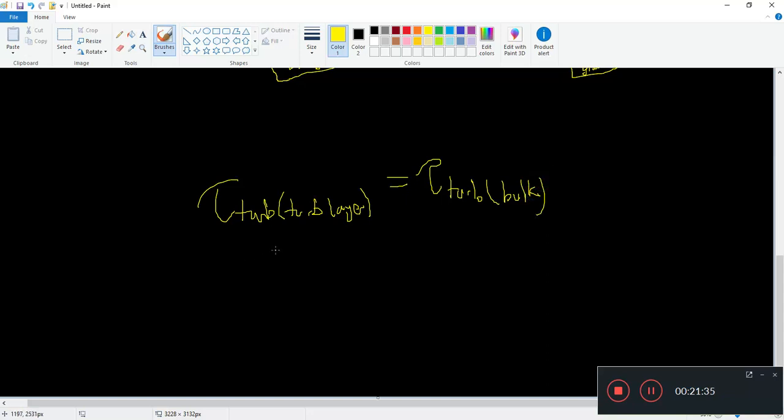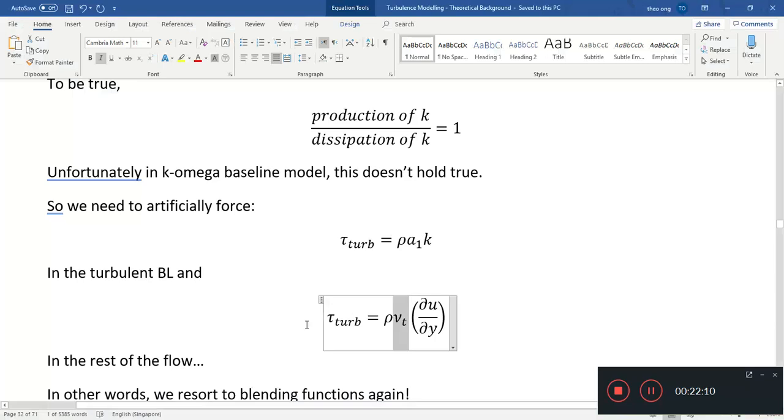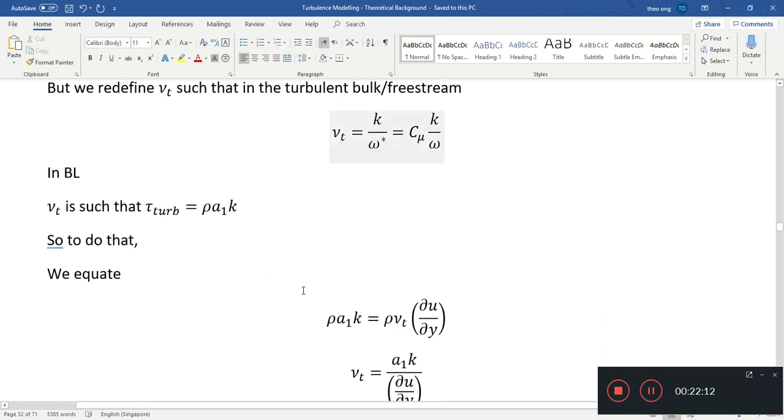Alright, so tau turbulent in the turbulent layer, what is it? This is rho nu_T du/dy, and the tau in the bulk layer will be equal to rho K into A1. So we solve for nu_T, and we just switch the terms around. We cancel these two, and then we just get A1 K over du/dy. And if we were to do that, yeah, something like that.